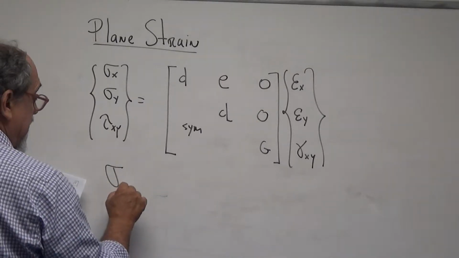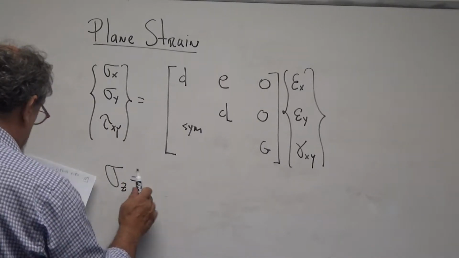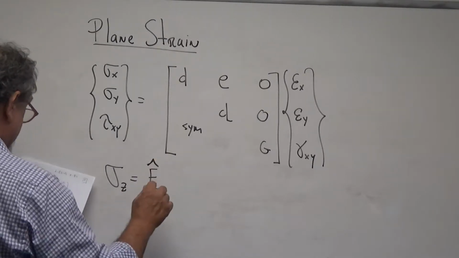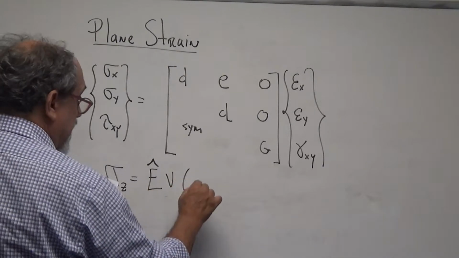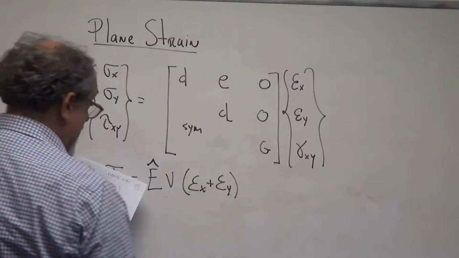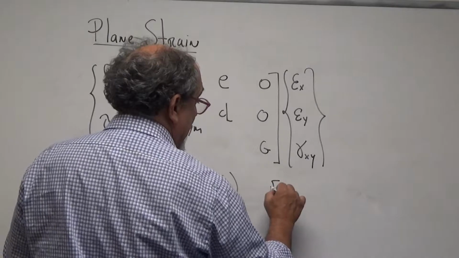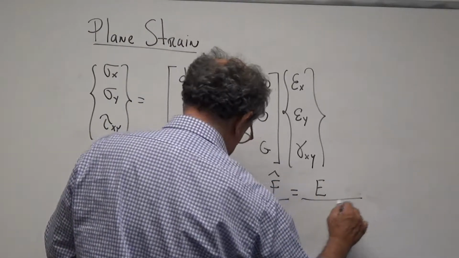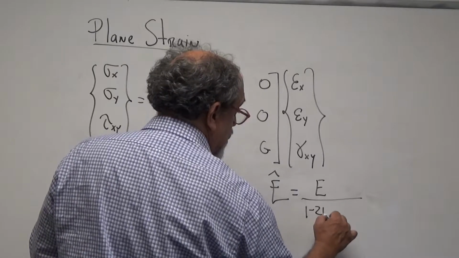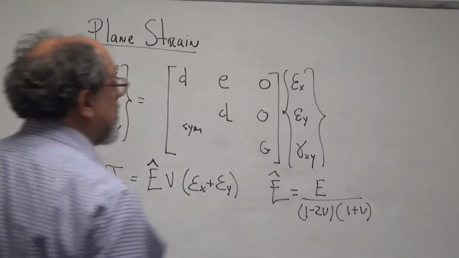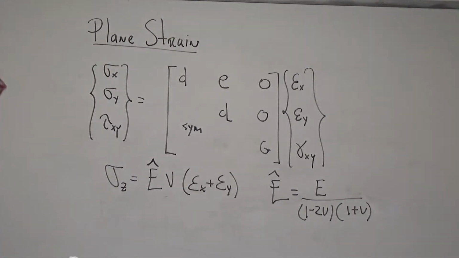In plane strain, in the z direction there is stress but no strain. And this is E with a hat times Poisson's ratio times epsilon x plus epsilon y. And E with a hat is equal to E divided by 1 minus 2 nu, divided by 1 plus nu. You will find these formulas in your notes already.